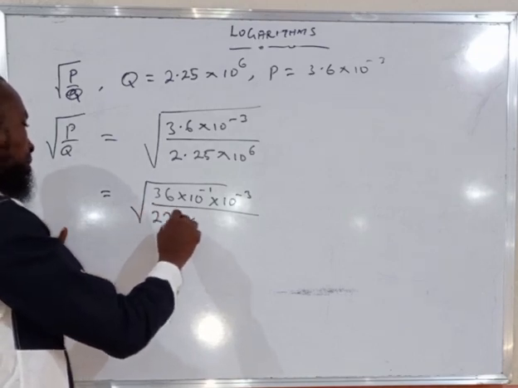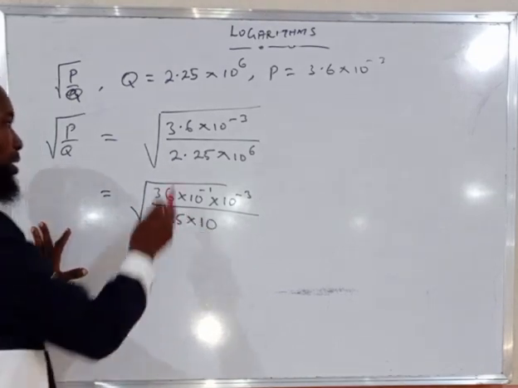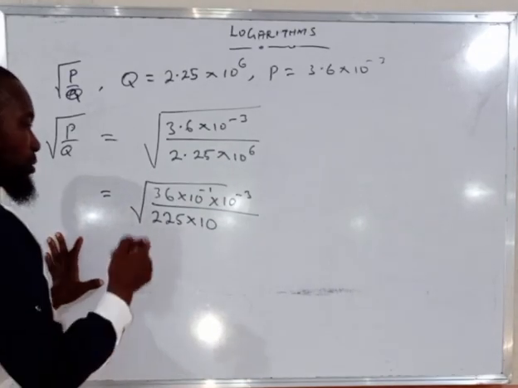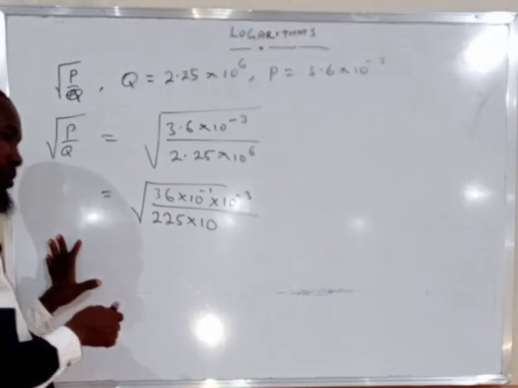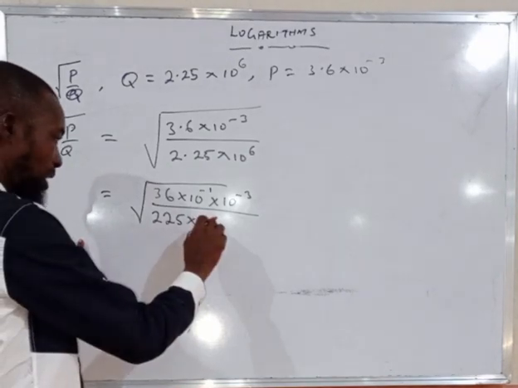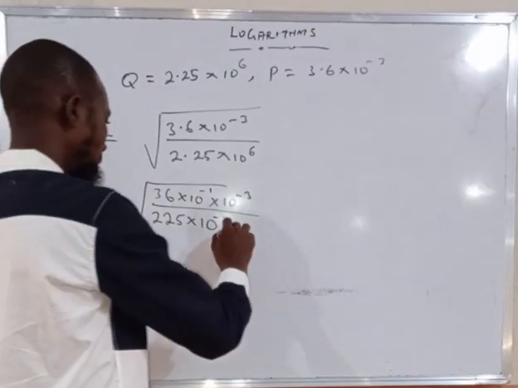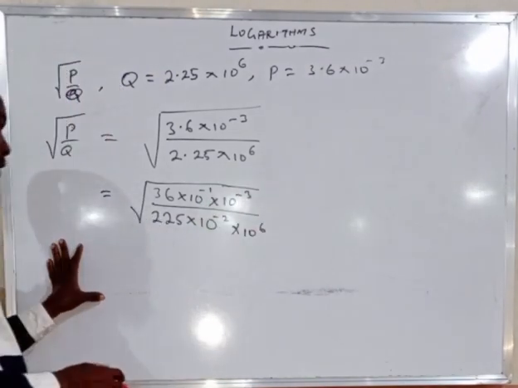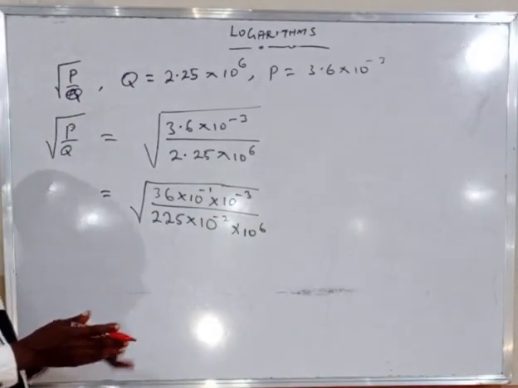225 times 10 raised to the power. How many times do we shift the decimal point? To the front or to the back? When you move to the back, that will be what type of power? Positive or negative? Minus 2. Then you say times 10 raised to the power what? 6. Right, then the rest is we apply laws of indices.